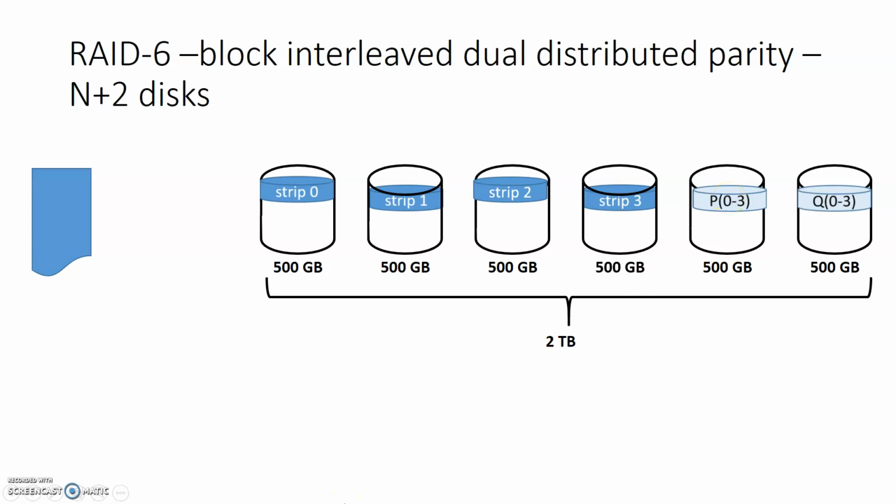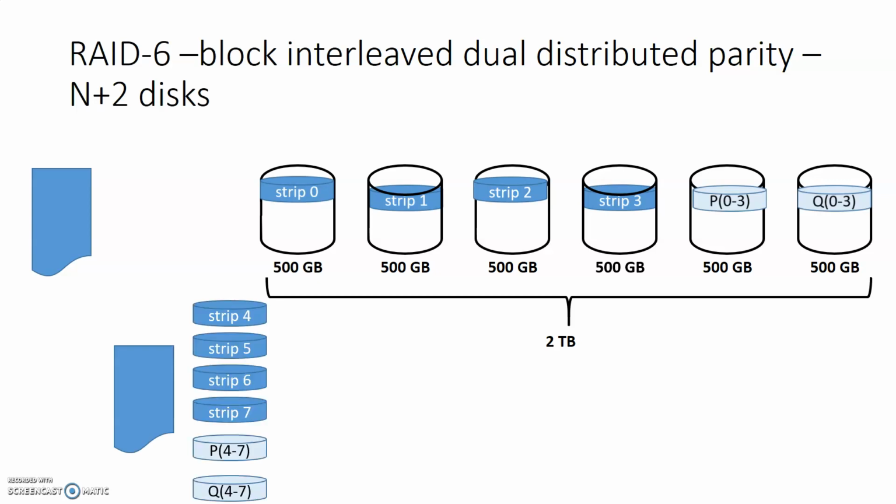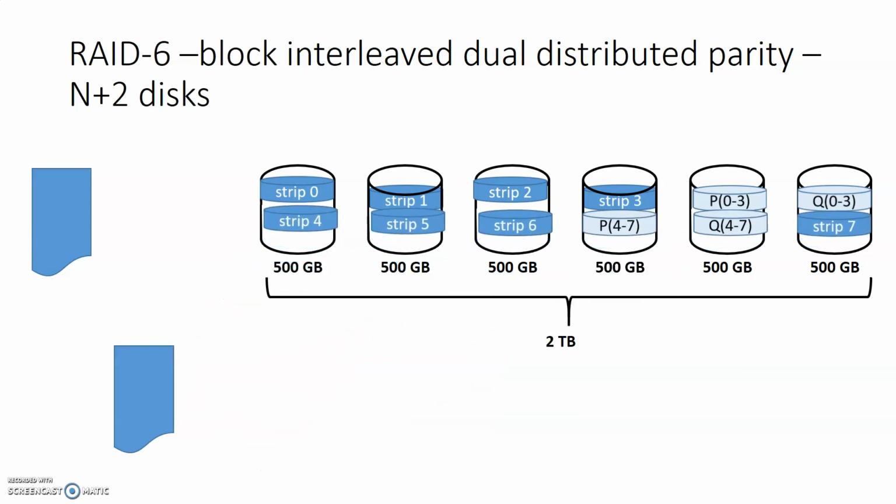Now, that parity is going to be distributed in the sense that for the next strip that's being written, the parity will be shifted a drive. So for this one, 4, 5, 6, and then 7 is over here, and then this is where the 2 parity blocks are. So the next strip then, P would be here, Q would be here. And so it's distributing the parity so that one drive isn't being overused in terms of being the parity drive, as it were.